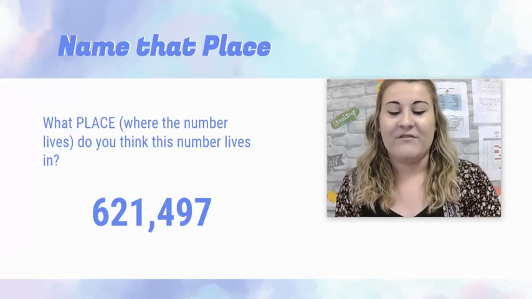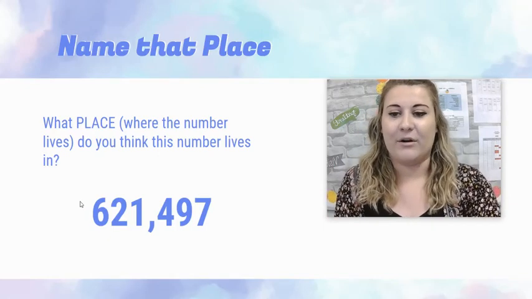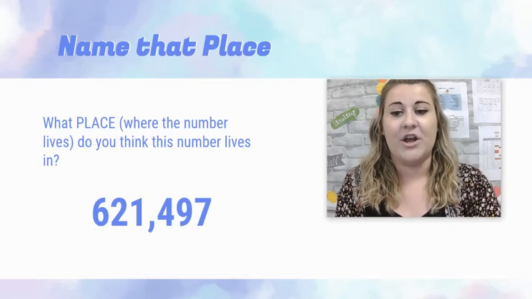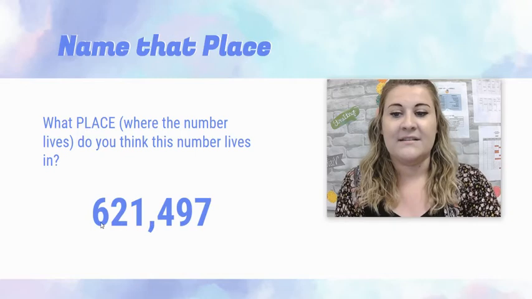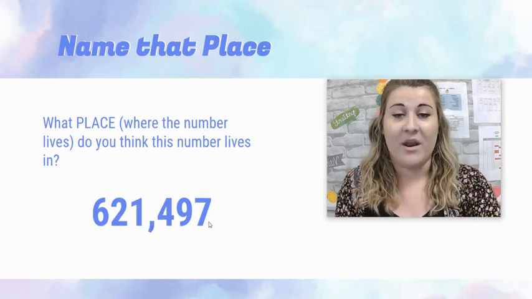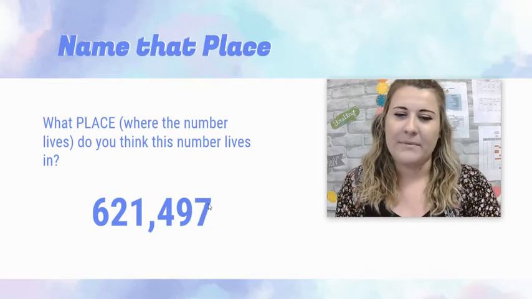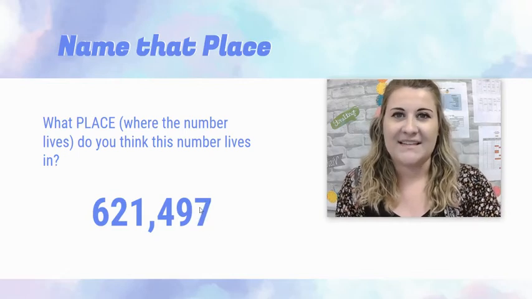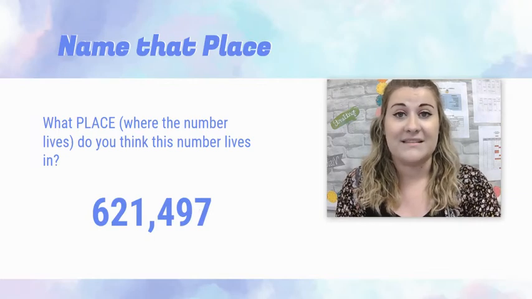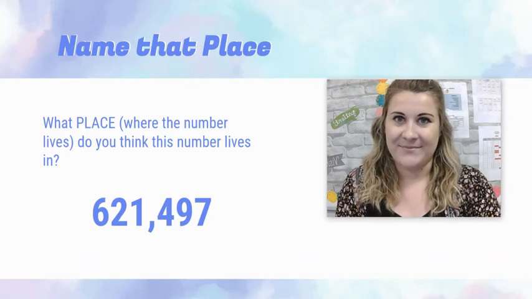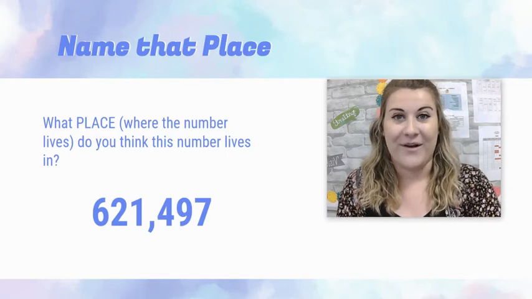All right. For this number, I'm going to read it out loud, and when I get to the comma, I'm going to say the word thousand: 621,497. So, what place is the 7 in? What place is the 7? I'll give you a hint. It's the very first place. It's the smallest place. Did you answer? If you said ones, you're correct.